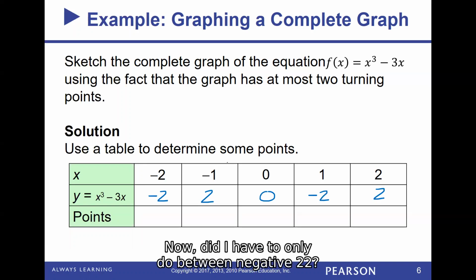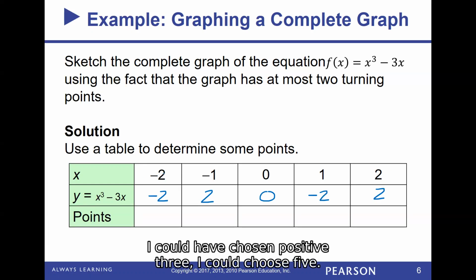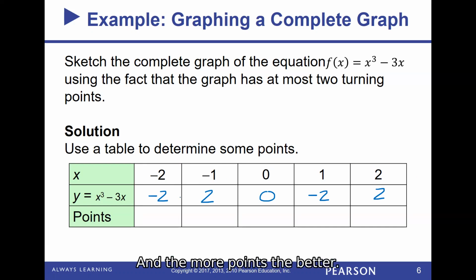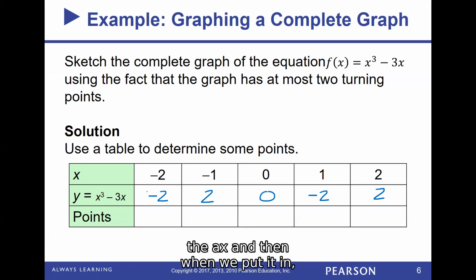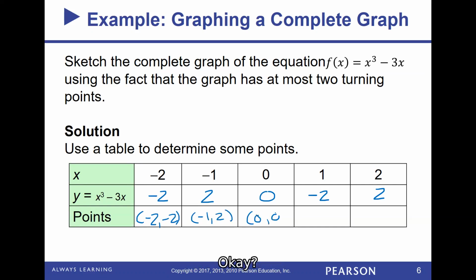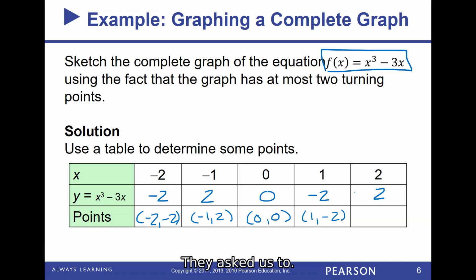Now, did I have to only do between -2 and 2? No, I could have chosen -3. I could have chosen +3. I could choose 5. You have a lot of wiggle room to make how many points you want. And the more points, the better. Just remember that this was the x, and when we plugged it in, this was the y value we got out. These are the ordered pairs which I am going to plot on my graph itself. So the points that I'm creating came from this lovely equation right here.